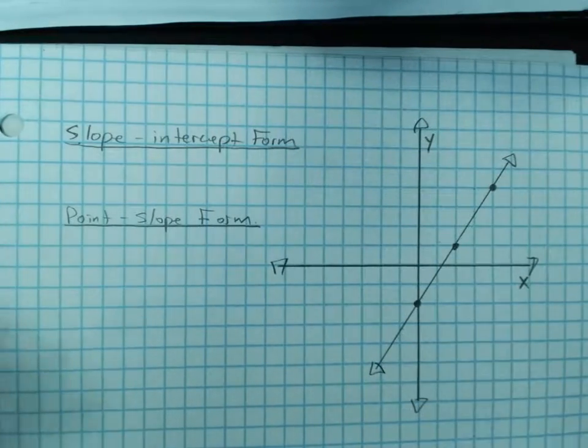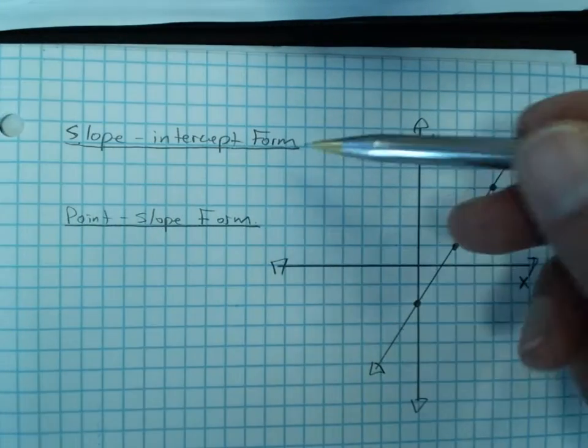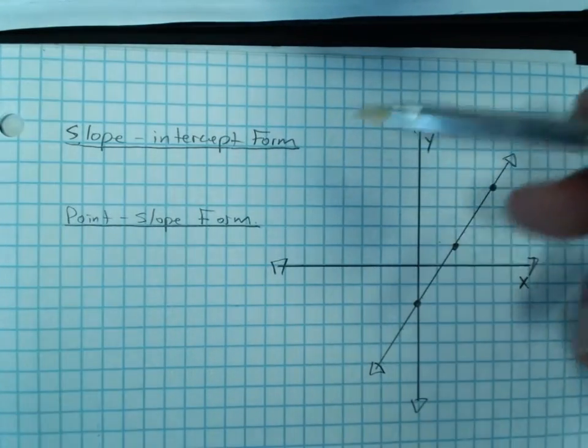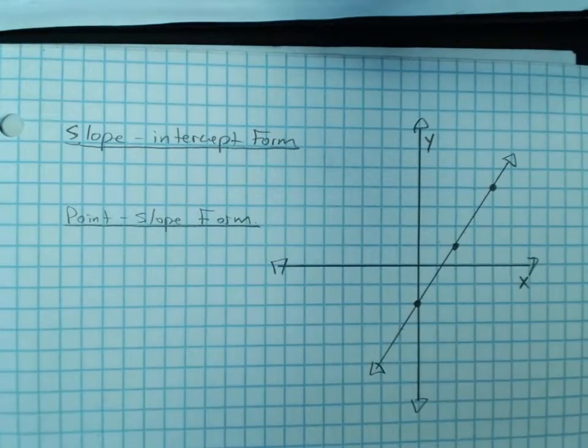Hey guys, this is Mr. Mock, and I just want to do a quick lesson showing the connection between slope-intercept form for a linear equation and point-slope form of a linear equation.